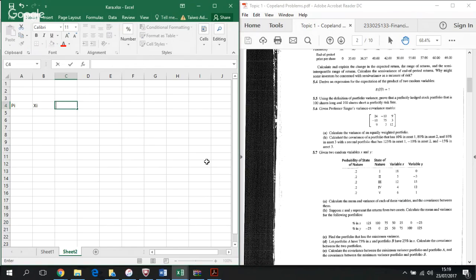Pull up your Excel. The probabilities are 0.2, and the values are 1, 2, 3, 4, 5, then 18, 5, 12, 4, 6. Is your Excel open? This is number 5.7. Yeah, I already set up my Excel.